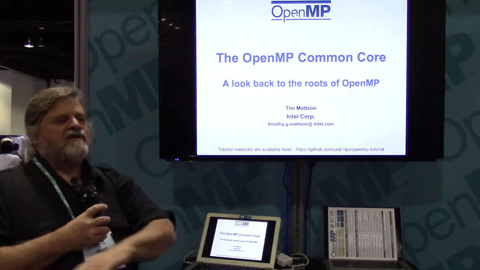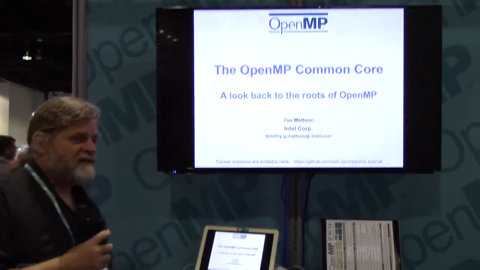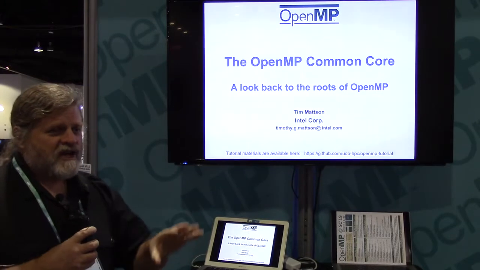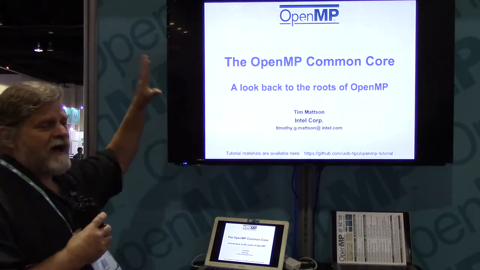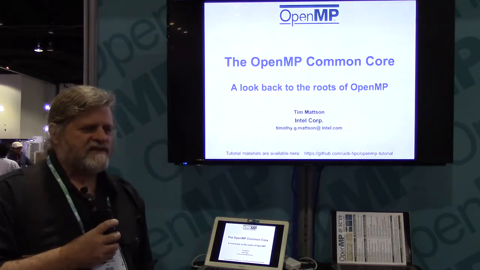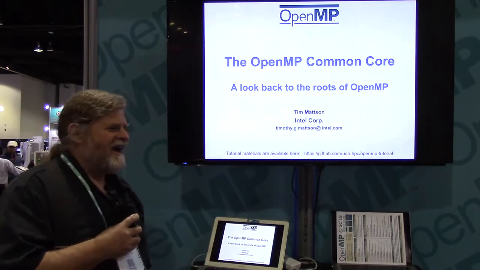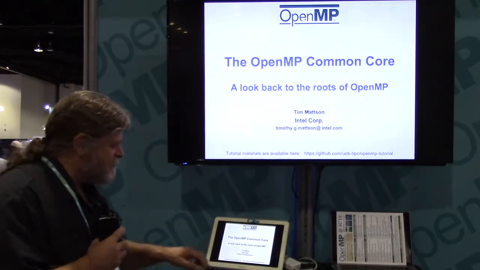So I have no idea what sort of background you all have in OpenMP, and since I only have 15 minutes, I'm going to plunge onward, but make this interactive. I'm going to have to judge from your body language when to go slow and when to go fast. So I'm talking about the OpenMP Common Core, which is a quest I've been on for several years now, to the irritation of some of my colleagues, because I'm focusing on a look back. Let's not look forward, let's look backwards.